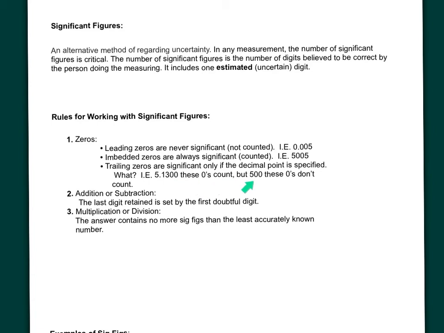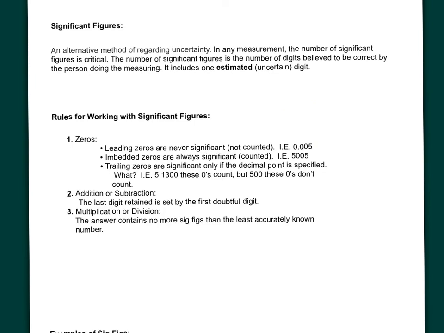But if you have the number 500, there's no decimal place there. The 5 counts, but those 2 zeros don't count because there's not a decimal place there. Now, what is not a trailing zero? Some people seem to think that a number like this does have trailing zeros. My pen just isn't working well. Those are the trailing zeros. Those are leading zeros. Leading zeros never count, so those wouldn't count. But since there is a decimal there, it means that that 5 counts, that 0, and that 0. So there would be 3 significant figures there.